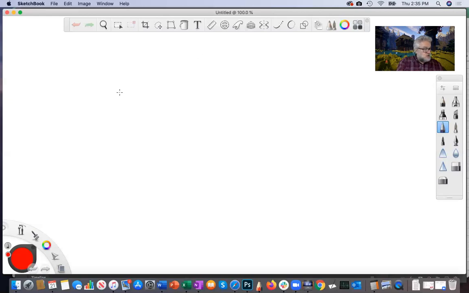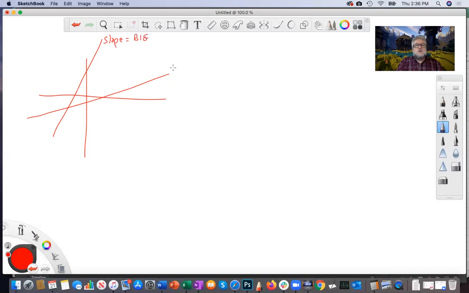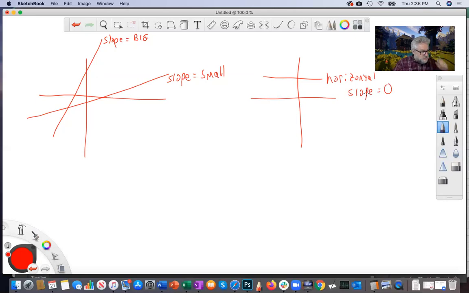So now we know how to find the slope. If a line is really steep versus flat, this slope is big. This slope is small. Really steep, really big slope, close to horizontal, close to zero slope. And this horizontal line has a slope that's 0, no slope at all. Okay? Uphill positive, downhill negative.